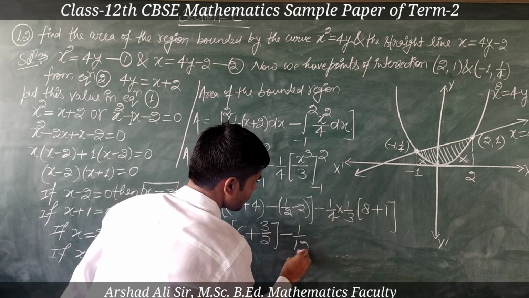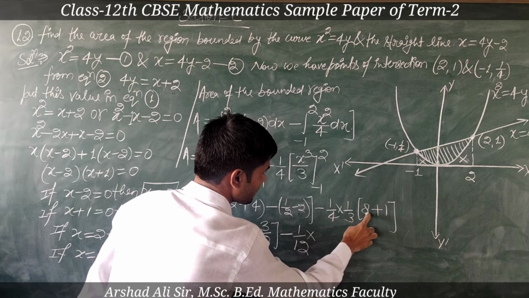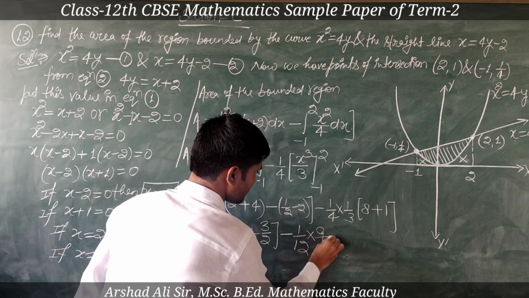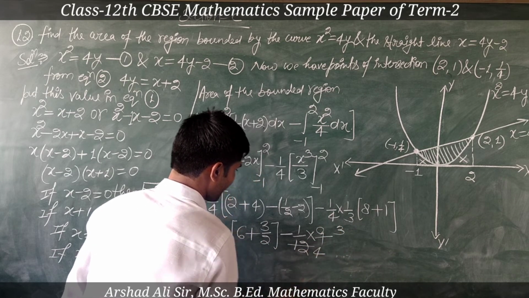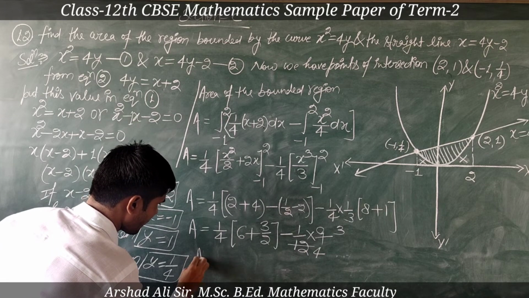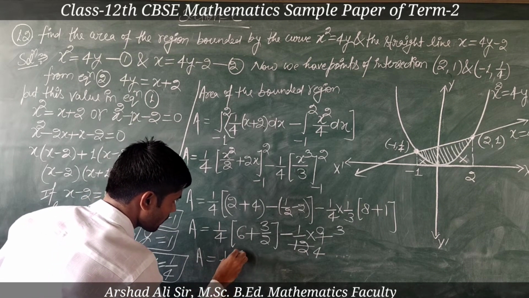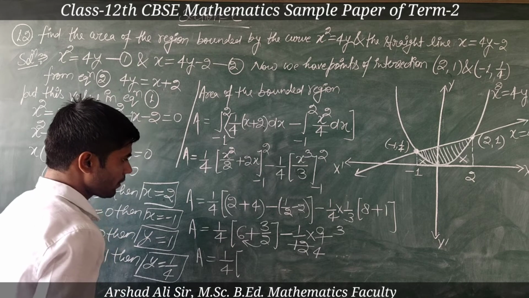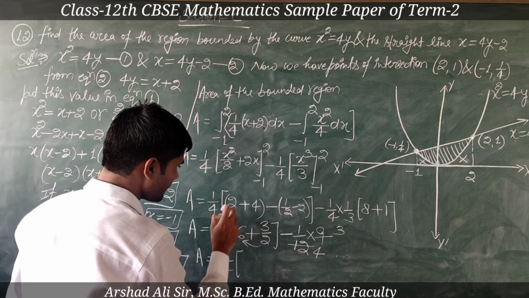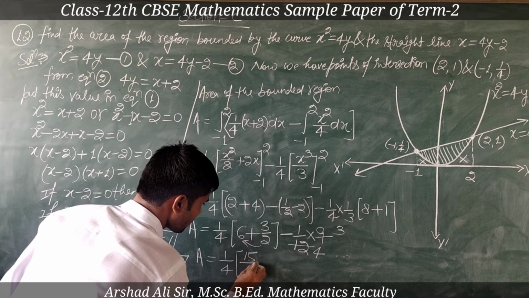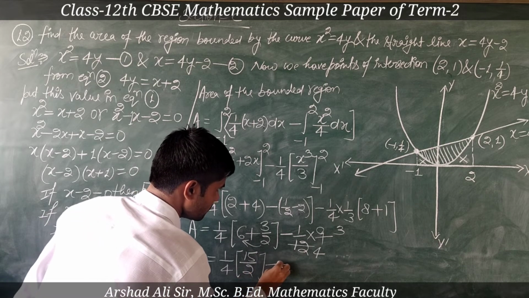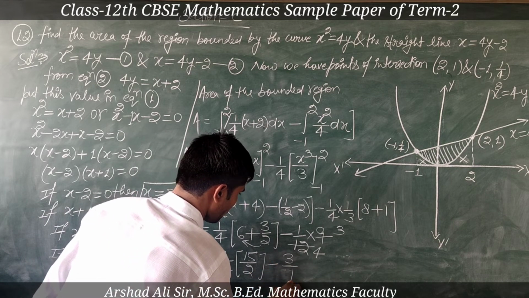Minus 1 upon 4, 3 is 12. Multiply 8 plus 1, 9. 3 3 is 9. 3 4 is 12. A is equal to 1 upon 4, 6 plus 3 over 2, that is 12 plus 3, 15 upon 2, minus 3 upon 4.